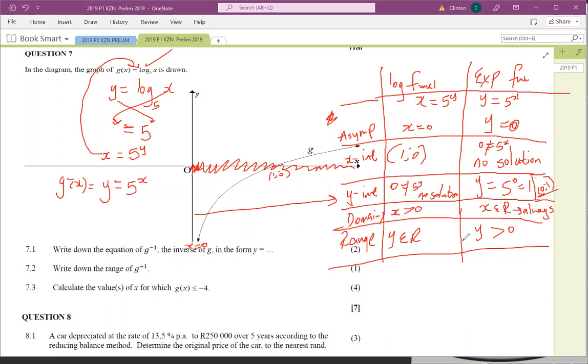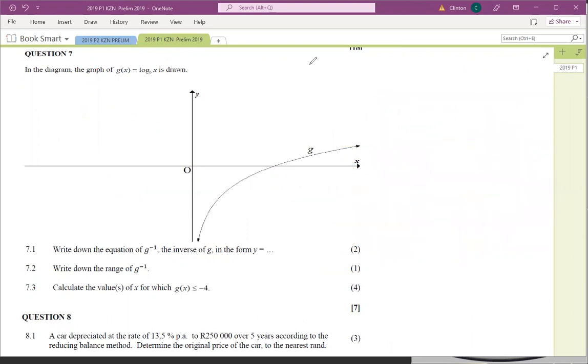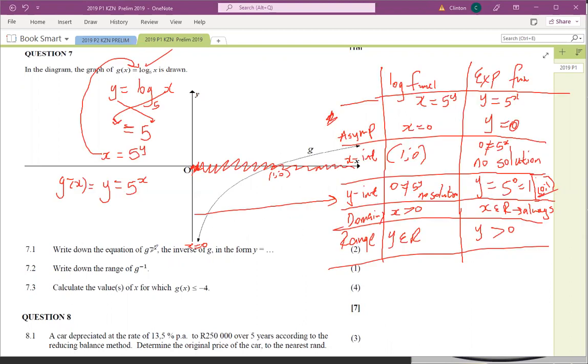Perfect. Now let's answer the following questions. Write down the equation of the inverse in the form of y. You already did that, which is y equals 5 to the power x. Write down the range of the inverse. The inverse is the exponential, so the range is y is greater than 0. Then you score yourself 3 marks there.